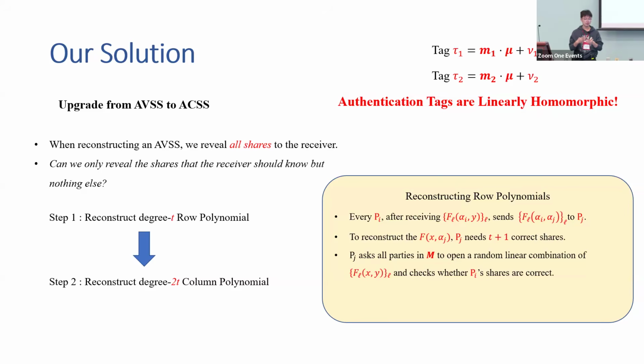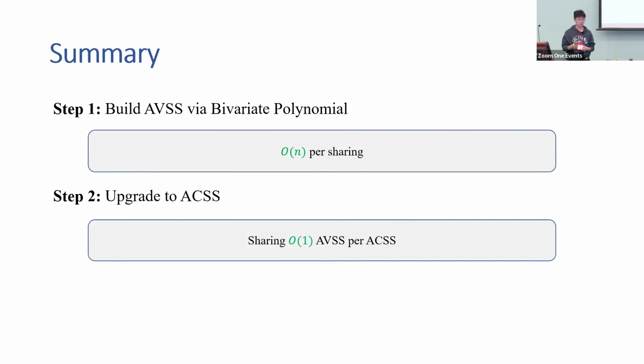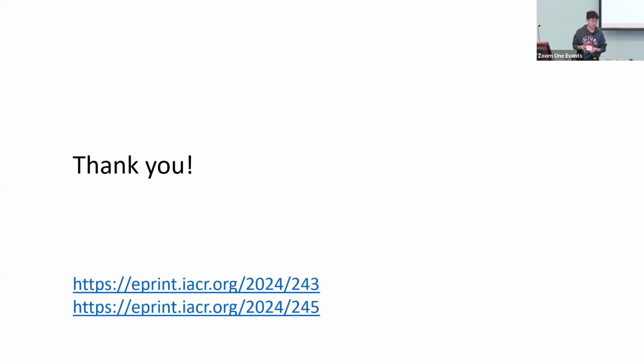As a result, each party PJ can expect to receive T plus 1 correct shares, which is sufficient to determine his row polynomial. The reconstruction of the column polynomial is similar, and I will skip this part. To summarize, in our work, we first build the AVSS protocol with linear communication, then upgrade it to ACSS by only invoking one instance of AVSS. That's all. Thank you.